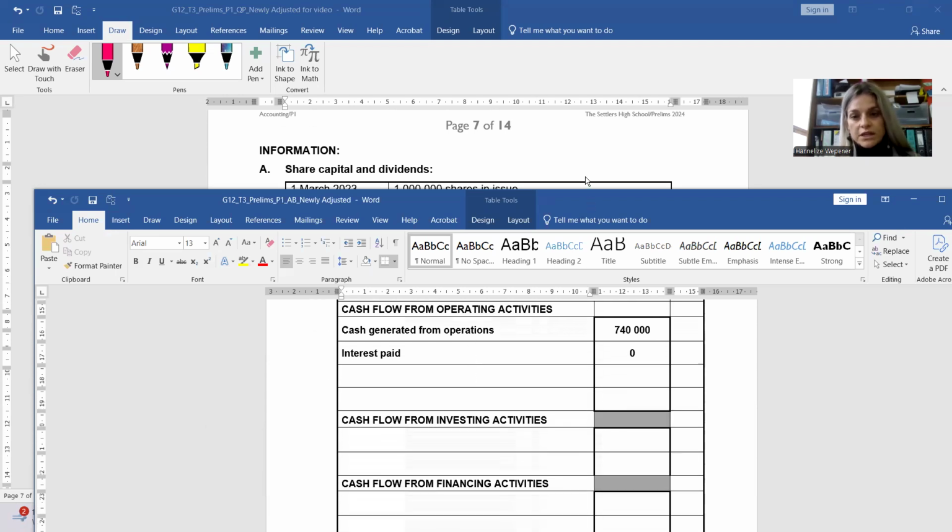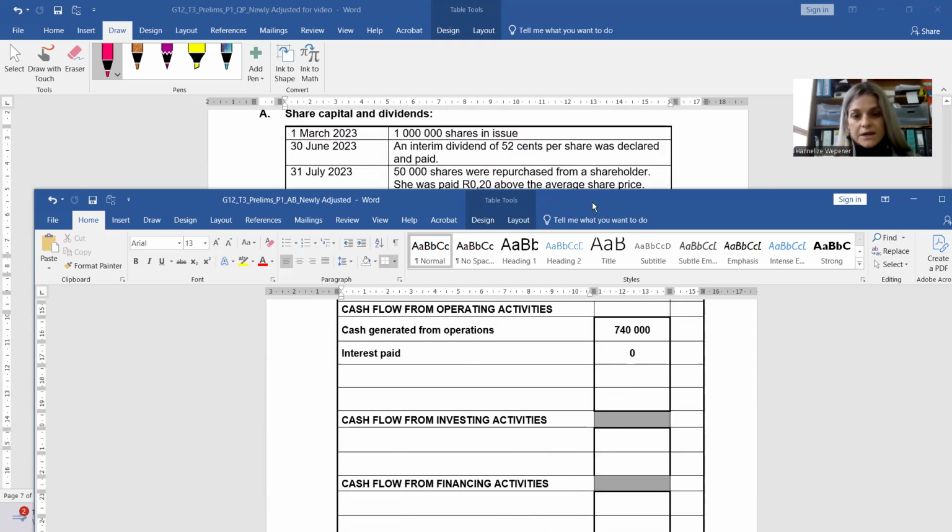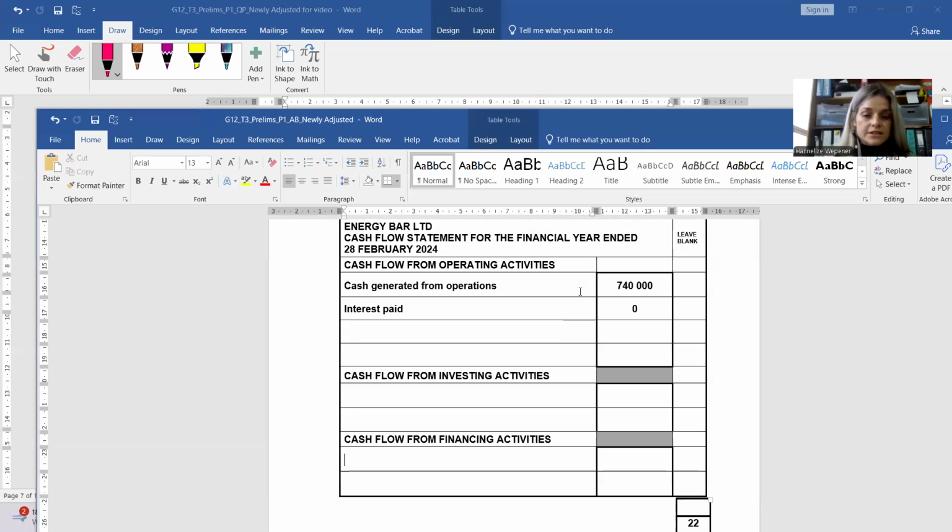Before you even go to the information, you always need to familiarize yourselves with the template. They've given us the cash generated from operations, so in other words, they have done the reconciliation note. We still need to include all the other items. Interest paid is there, and they've said we haven't paid any interest. Then we also need to show the income tax paid, and the dividends paid. It doesn't matter what your order is, just ensure that you have all of it.